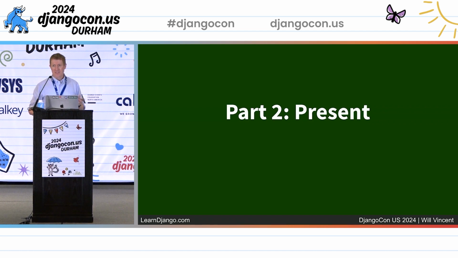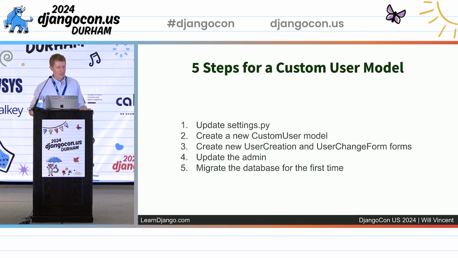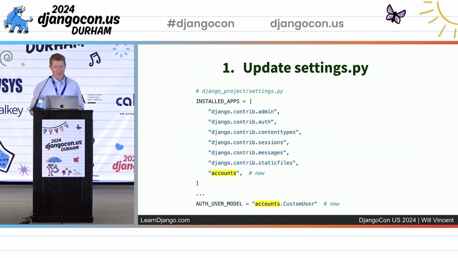So let's talk about where we are today, in my opinion. So we'll just add a custom user model, right? Well, this is, at a minimum, the 5 steps you need to do that. And you have to do it before your first migration. You can migrate it later, but it's a little bit thorny. You don't want to do it. So I'll just quickly go through these.